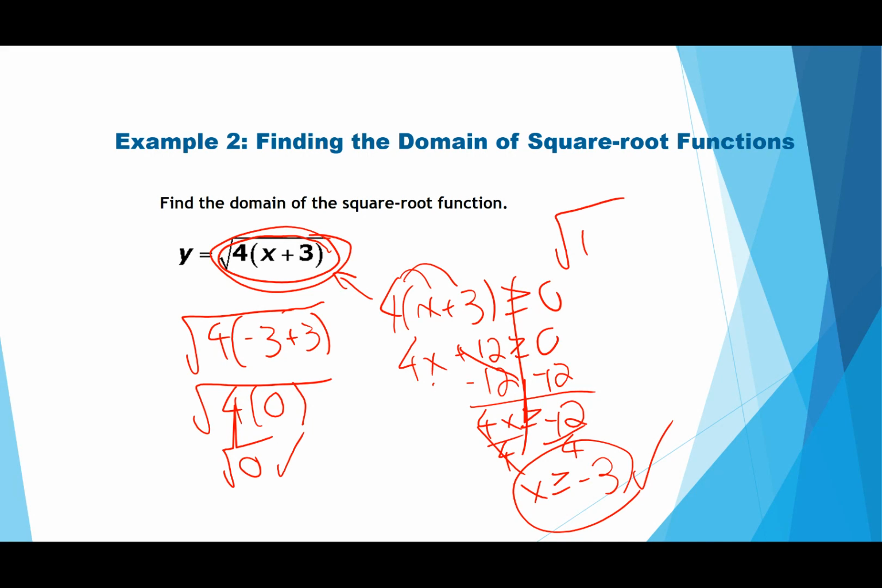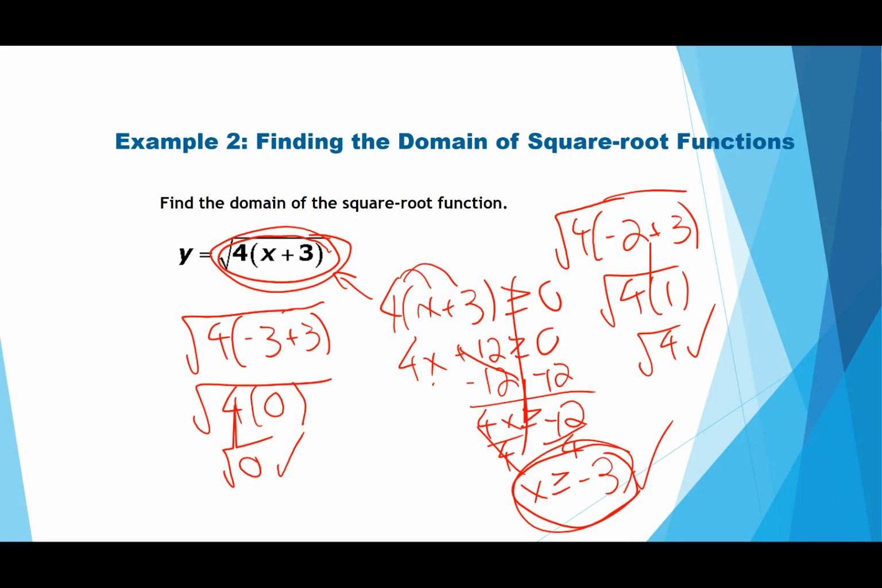So, 4 times negative 2 plus 3. Negative 2 plus 3 is 1. So you'd have the square root of 4 times 1. Square root of 4 times 1 is square root of 4, and that's totally manageable as well. You just don't want to use any number that's less than negative 3. You want to make sure that any number you choose is greater than or equal to negative 3, because that's the domain that we worked out.